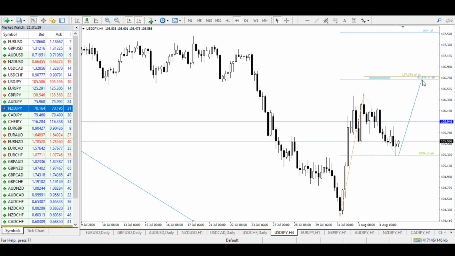So price may take a minor resistance here, and the ultimate destination will be here, AB equals CD. So if non-farm payroll will be slightly better or neutral, even neutral, price can at least come to this area, that is 106.76. So this will be my target if USD JPY doesn't reach my initial target here.